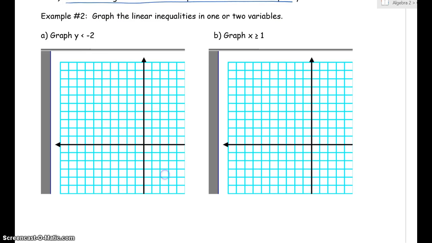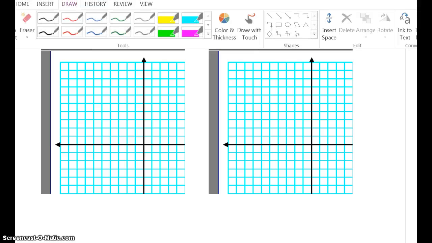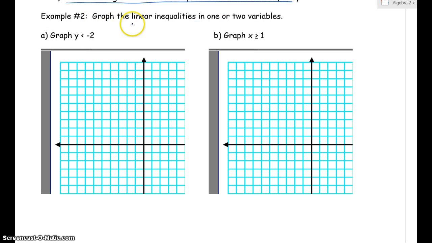Alright, let's start off with some of these graphs. First of all, it says graph the linear inequalities in one or two variables. So this is in one variable because we only have y. So what I'm going to do is graph this as if it's y equals negative 2. So I'm going to go to y is negative 2 here. And I'm going to ask myself, with this symbol, would that be a solid or a dashed line? And that is a dashed line because the negative 2 is not part of the answer.